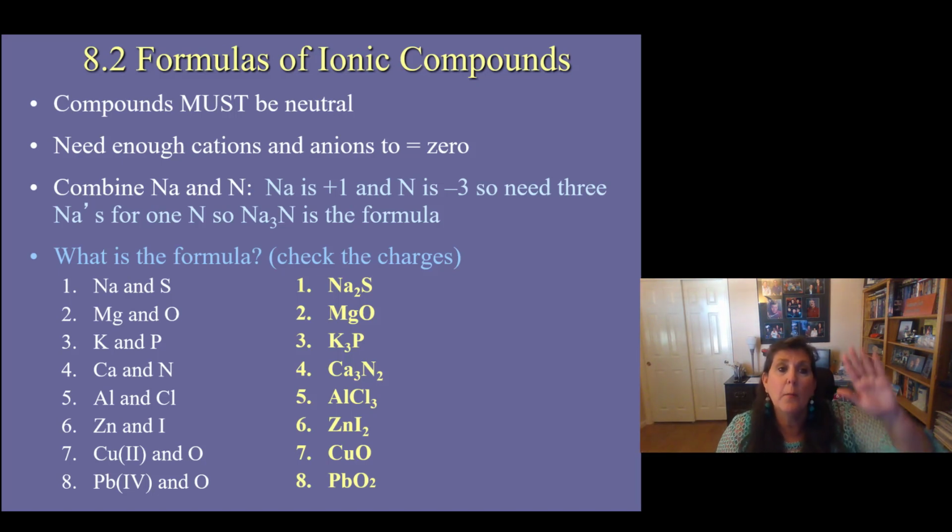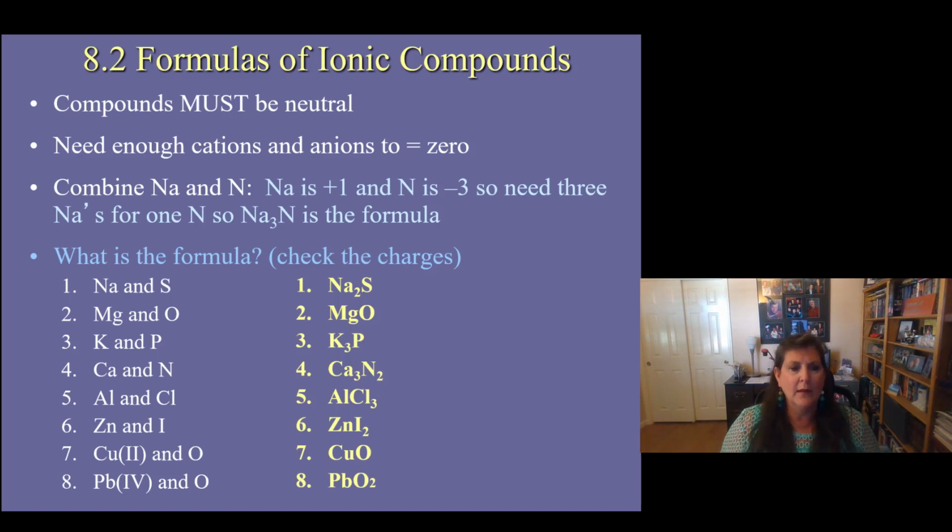Now, nitrogen is a -3, but I need it to equal -6. So I need 2 of them. -3 minus 3 is -6 total. So I have 6 minus 6 equals 0. So that's 3 calciums for every 2 nitrogens. Thus the formula Ca3N2. That's a hard one.